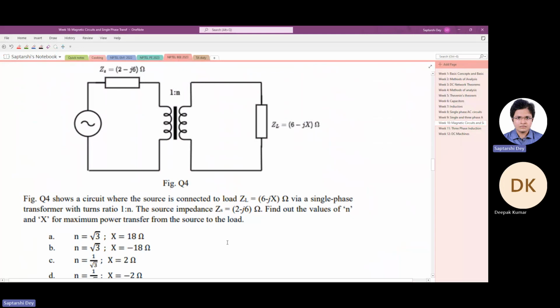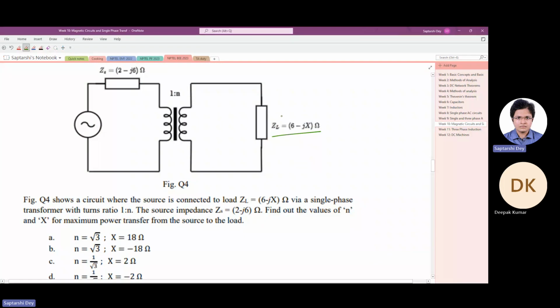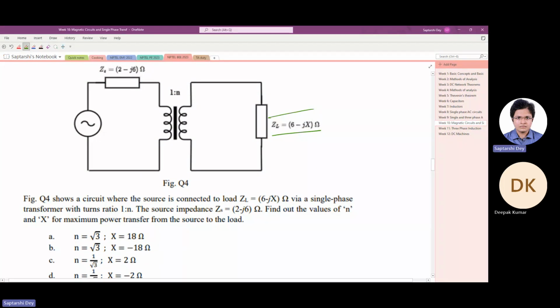So this is basically a transformer. Last one also was a transformer. It says nothing about the transformer, so we can say it's an ideal transformer with turns ratio 1:n. It shows a circuit where the source is connected to a load of 6 minus jx, so capacitive load, via a single phase transformer with turns ratio 1:n. The source impedance is 2 minus j6. Source impedance is also capacitive. That's unusual. Find out the values of n and x for maximum power transfer from source to load. Have you studied transformers yet?